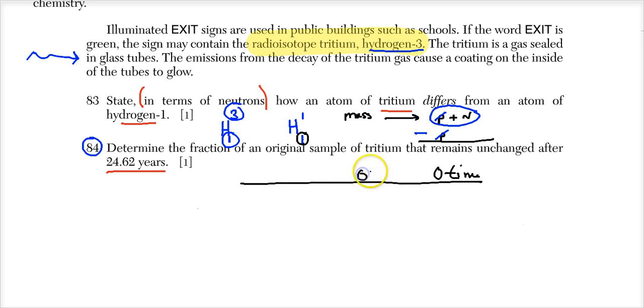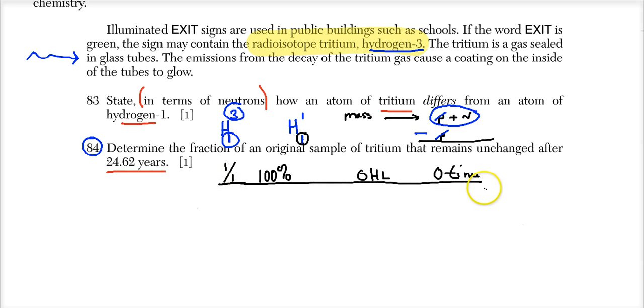There's 0 half-lives. Now, half-life is the amount of time it takes for half of the substance to decay into something stable. So 0 time. And this would be 100% of my substance. We're assuming it hasn't decayed yet. Now, 100% is the same thing as 1 over 1.